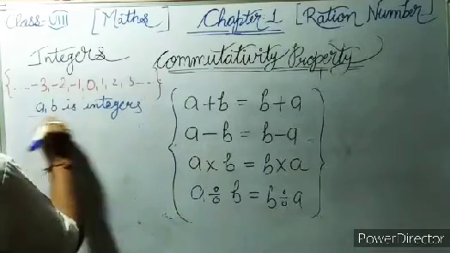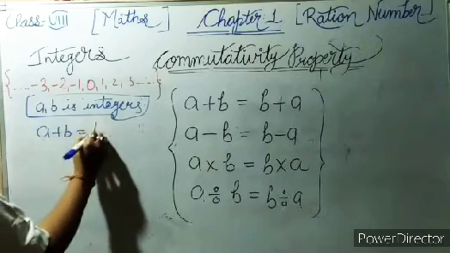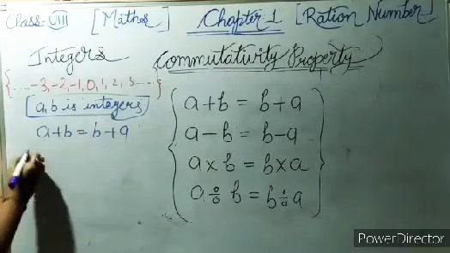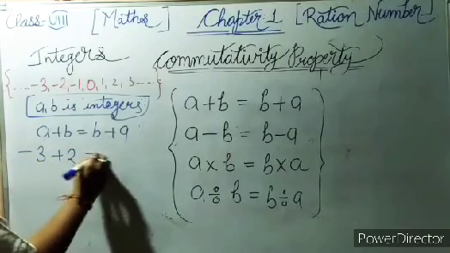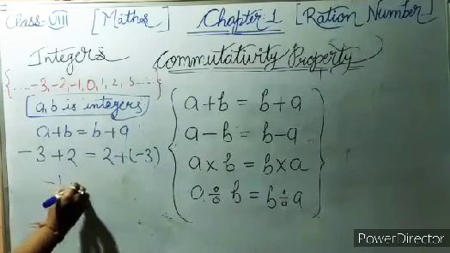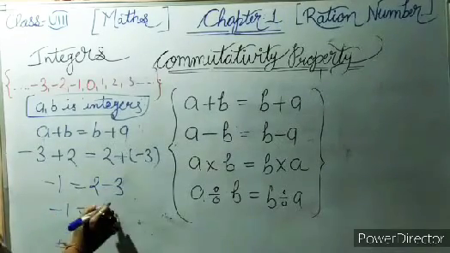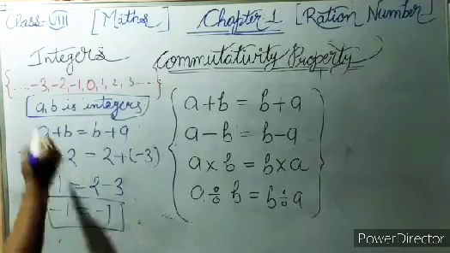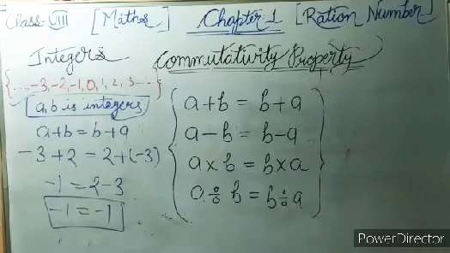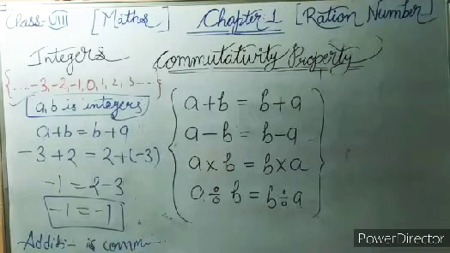Okay. You see, if we add both numbers and change the order, we will definitely get the same result. 3 plus minus 2 is equal to 2 plus 3, so we will get 1. That means it is followed. So we will say addition is commutative.